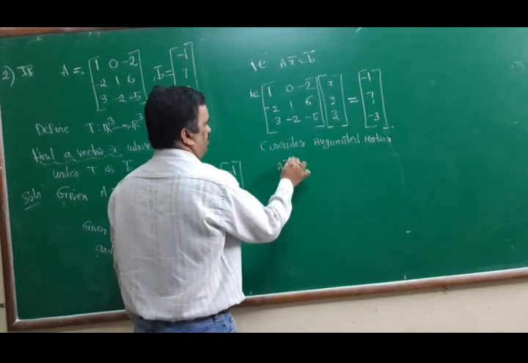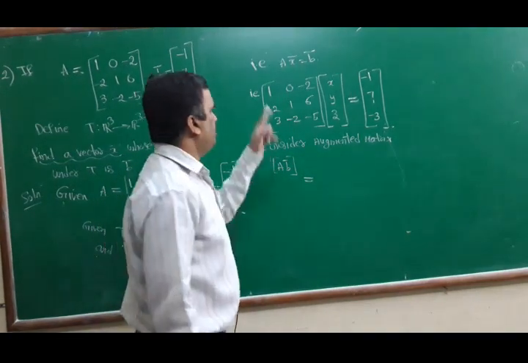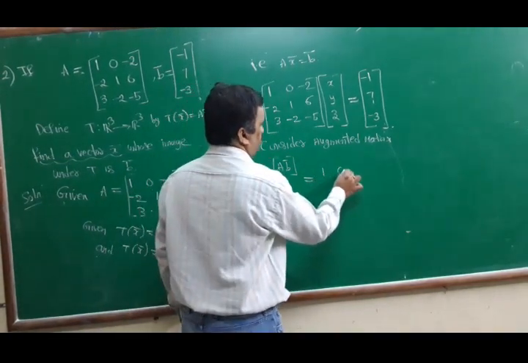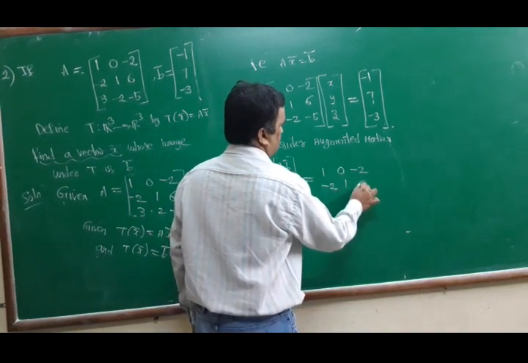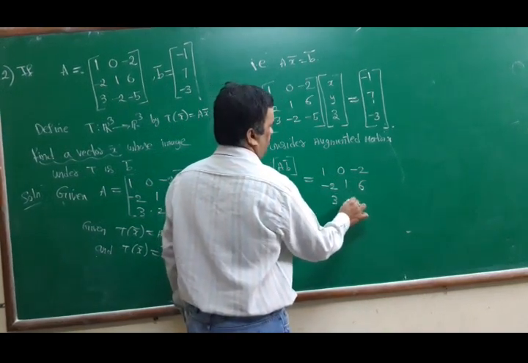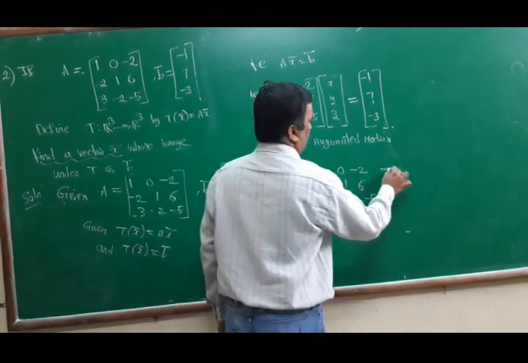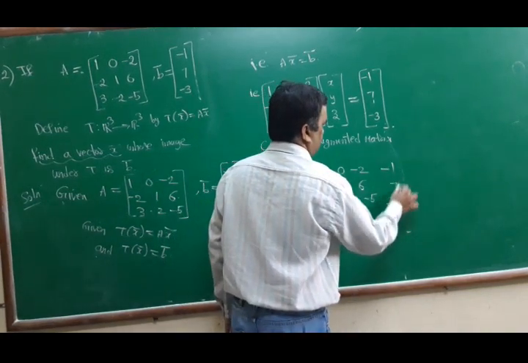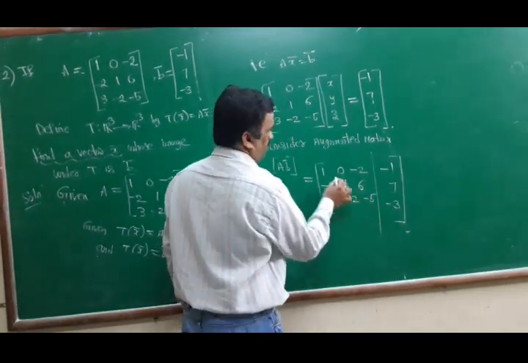A bar, already we have, is [1 0 -2; -2 1 6; 3 -2 -5], and b bar is [-1, 7, -3]. Again we will solve by echelon form.